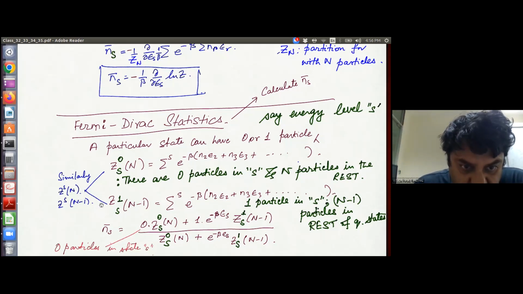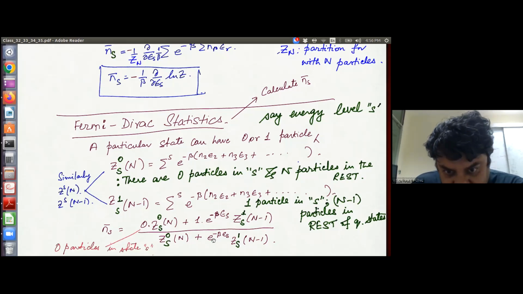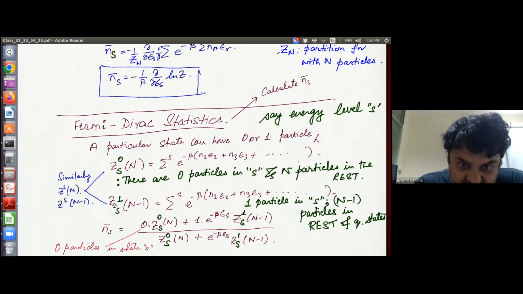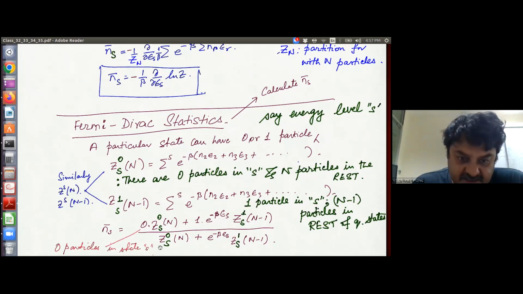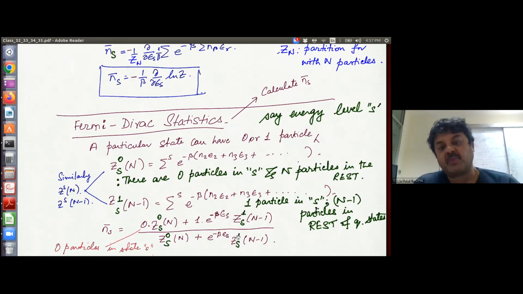I think this definition is right. This is how it is defined. And this is a partition function. And this quantity again is a partition function. So the total partition function is this. But this is a certain quantity which is the sum over the energy contributions when you have n minus 1 particles distributed in all energy levels except S, because S has one particle already. And this quantity is the partition function when there is one particle in level S, this is the partition function when there are zero particles in level S, and the sum of these is the total partition function.